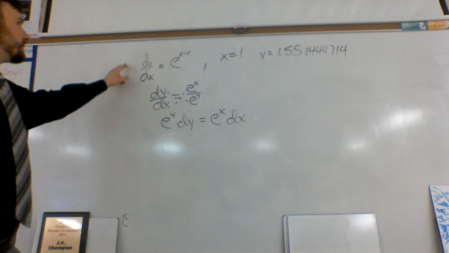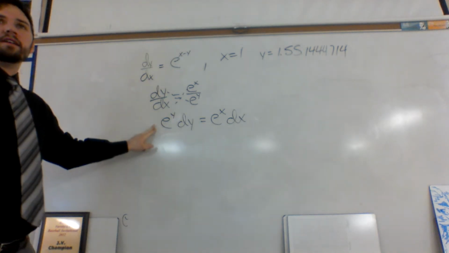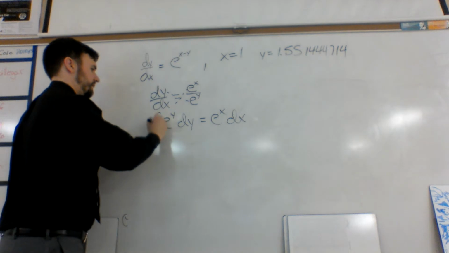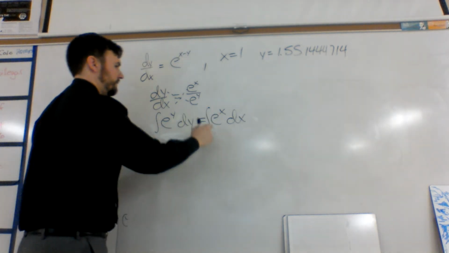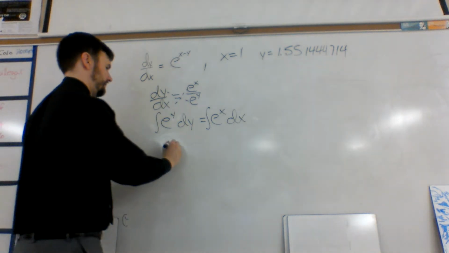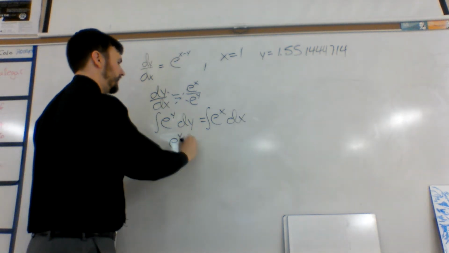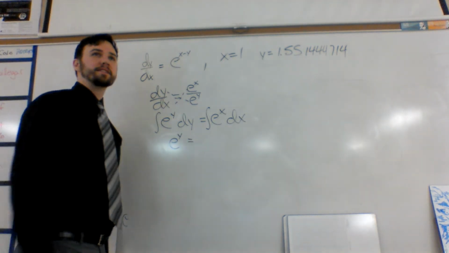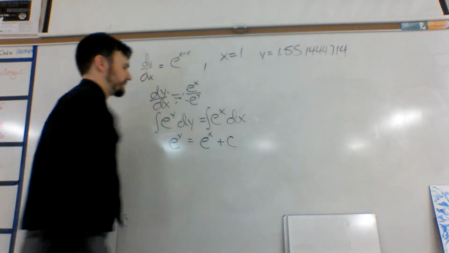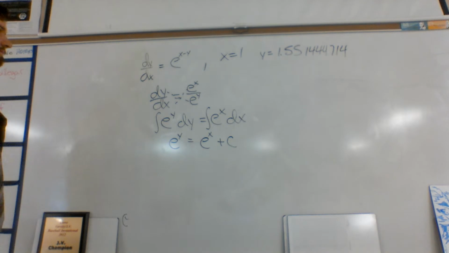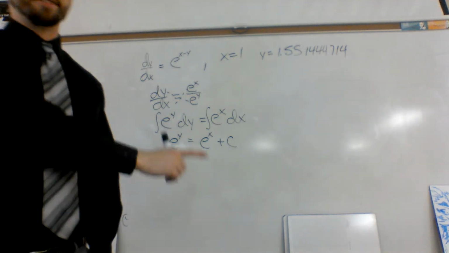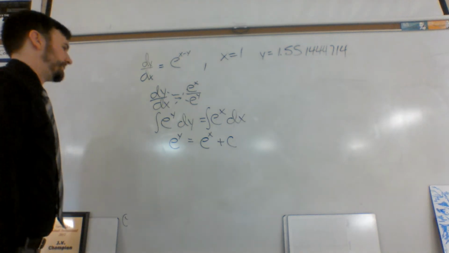Now, so that's 1 point. Next point, what do you do to get rid of these? Integrate, right? So what's the antiderivative of e to the y? E to the y. What's the antiderivative of e to the x? Plus c. That's 2 points. I actually spent a lot of time last night making these so they worked out well, okay?